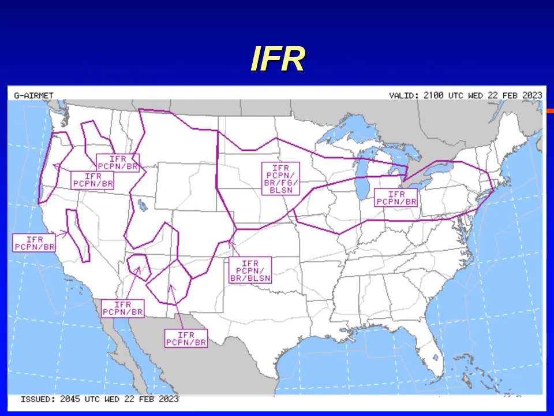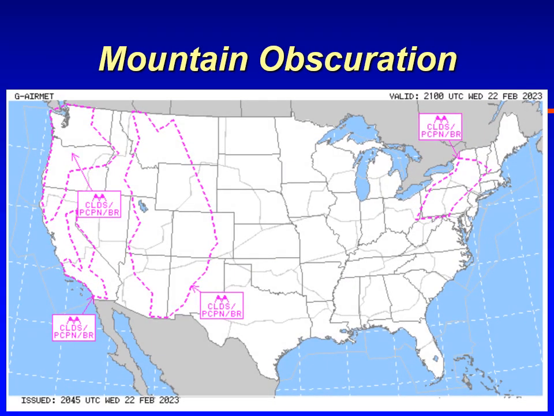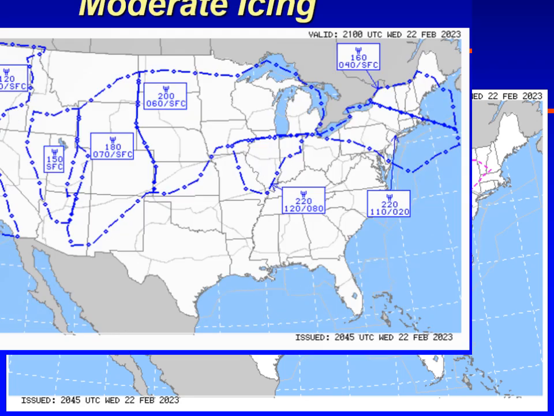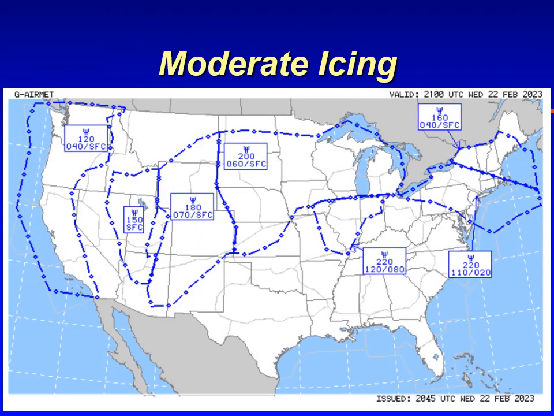This is a G-Airmet for IFR conditions, both precipitation, mist, fog, and blowing snow. Here is a G-Airmet for mountain obscurations. This is a G-Airmet for moderate icing, showing you the tops of the icing levels and also the bases of the icing levels.